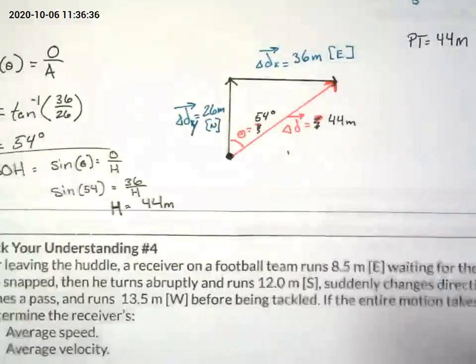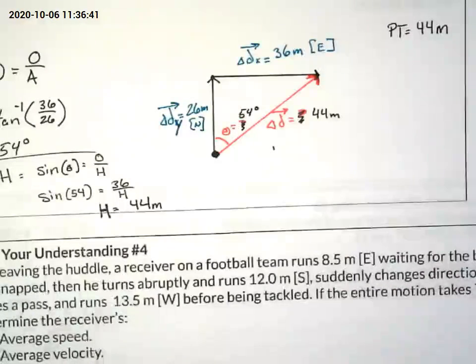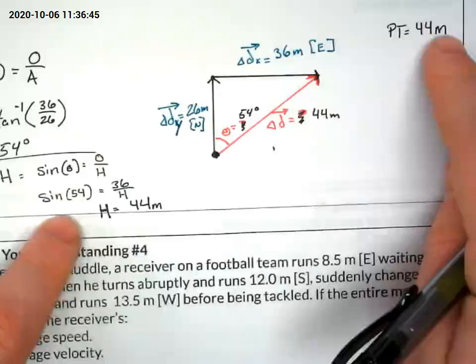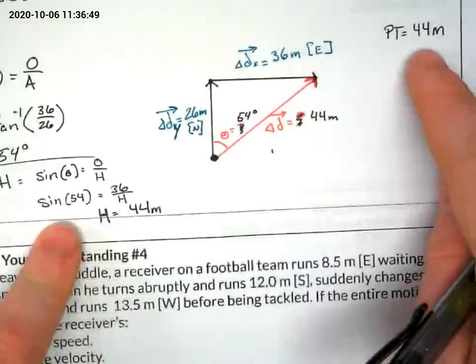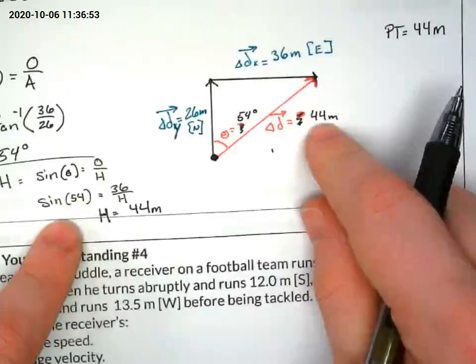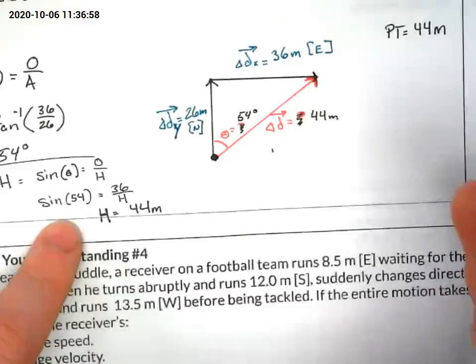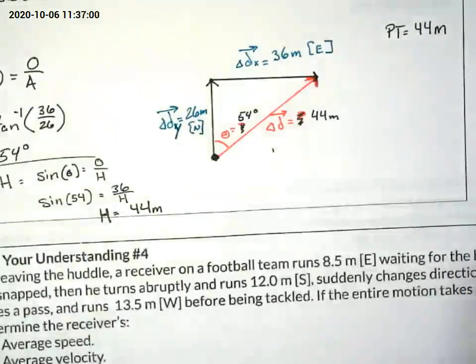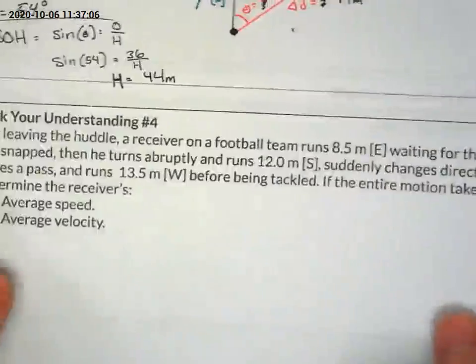So that's what's so cool about drawing things to scale: at least to a certain extent, you can get an estimation and expect that I should see something like 44 in this case. And then you run through your calculations, and boom, if you get 44, oh, perfect, that's exactly right. Okay, let's just do another one, practice this again, and then we'll call it a day.